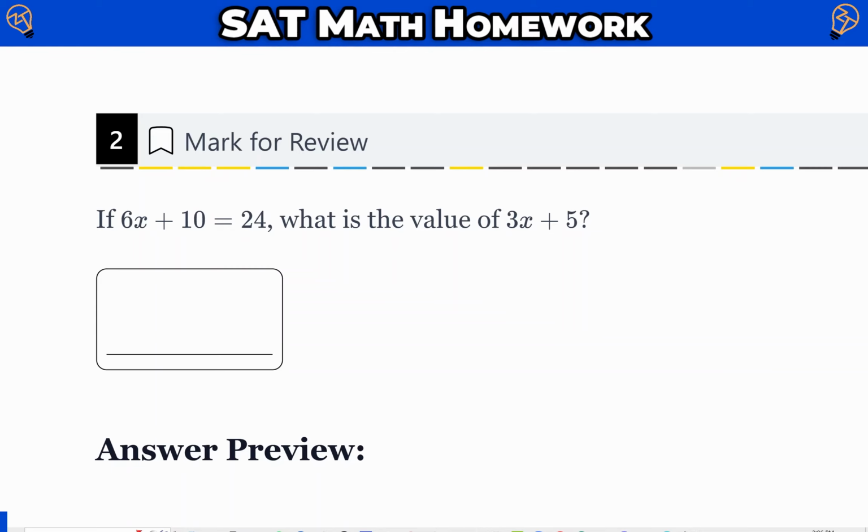On this question, let's look at three different approaches. The first one is not as obvious, but it's definitely the easiest approach. Notice they're not really asking for x, they're asking for the value of 3x plus 5.